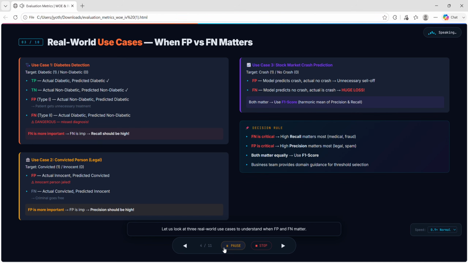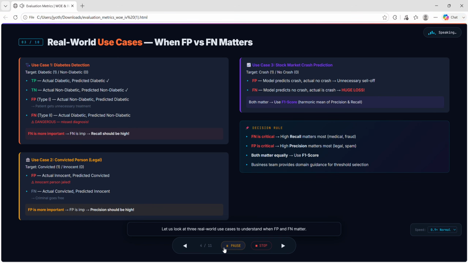Let us look at 3 real-world use cases to understand when FP and FN matter. Use case 1, diabetes detection. Here, a false negative, missing a diabetic patient, is dangerous. The patient goes untreated, so we want high recall in this case. Use case 2, legal, convicted versus innocent. Here, a false positive, convicting an innocent person, is the worst outcome, so we want high precision.